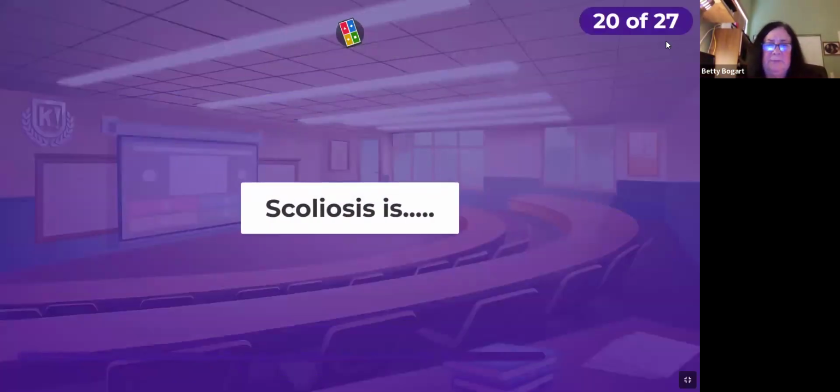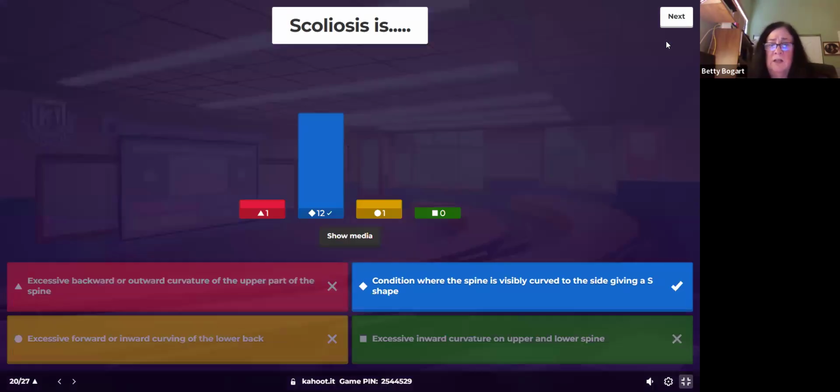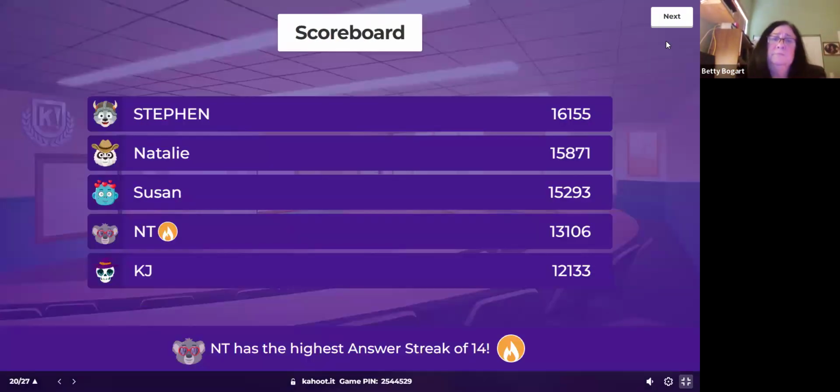Scoliosis is an S-shaped curvature. Again, this is very, very evident usually at that pre-adolescent growth spurt. All of a sudden, we're going to see that curve be more exaggerated.